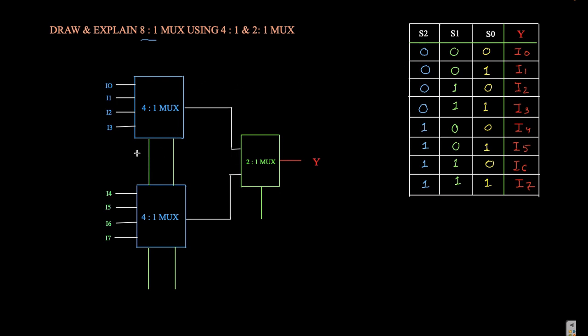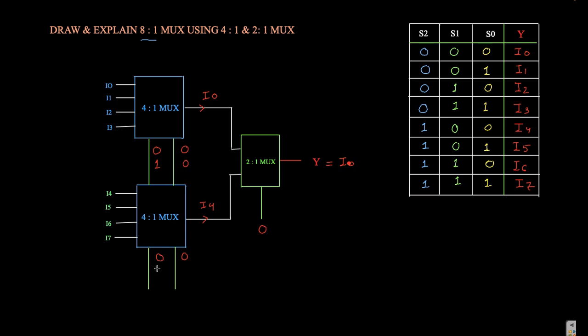If we are taking this as 0 and this as 0, then obviously this is also 0 and 0, because they are connected in parallel. So these 2 are 0. When these 2 are 0, here I0 is selected and here I4 is selected. Now to get Y equal to I0, what should we do? We should again give 0. Now for 1 and 0, what should we do?